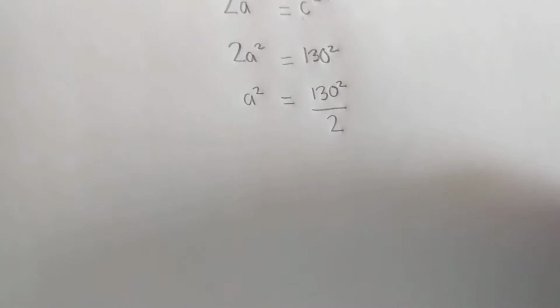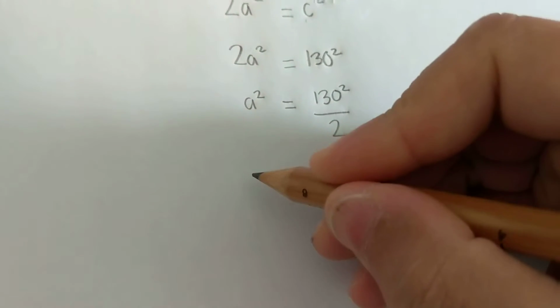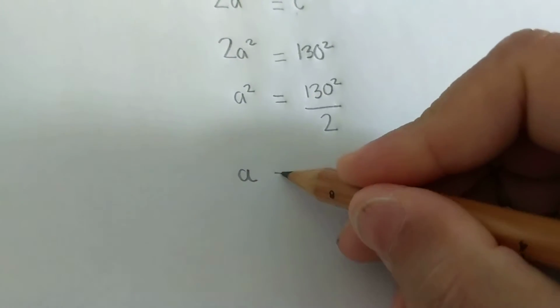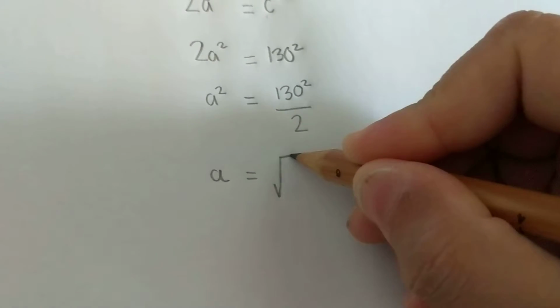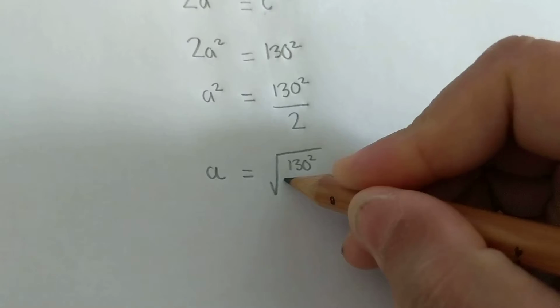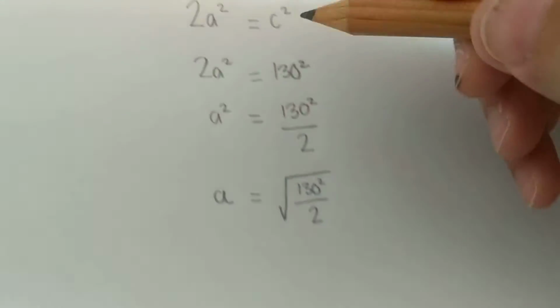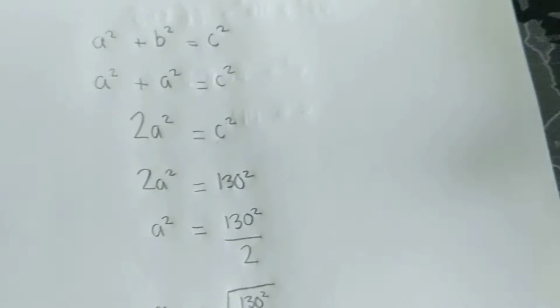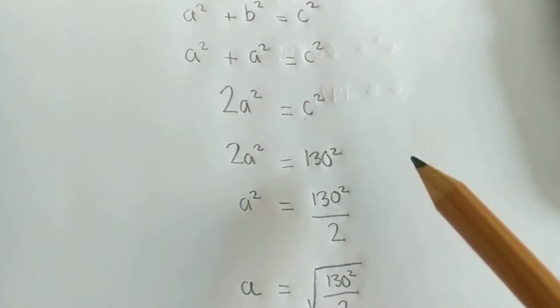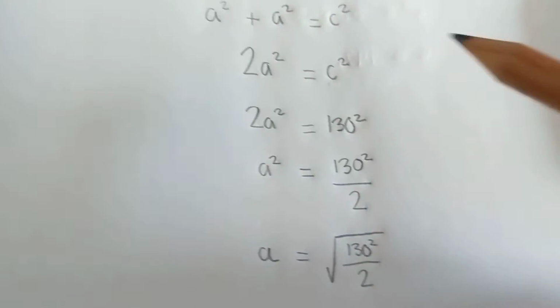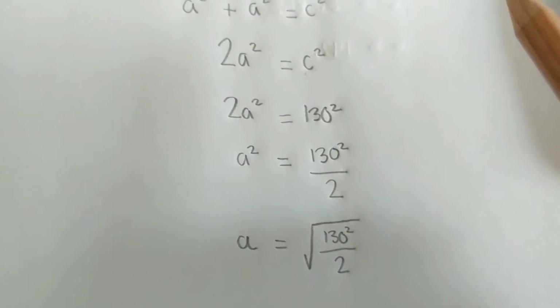Okay, and then A will be the square root of that. Will be the square root of all of that thing. So 130 squared over 2. Now if you wanted to, along the way you could have done 130 squared on the calculator and got the whole number, but you don't really have to do it if you have a calculator that's like a natural display one. You can literally type all this in and it will come out perfect.